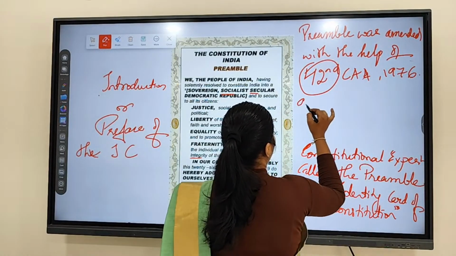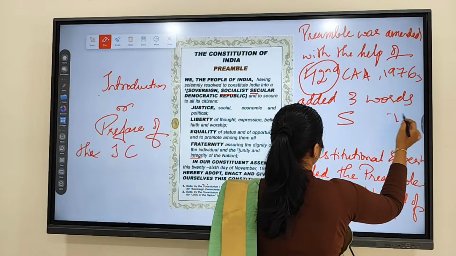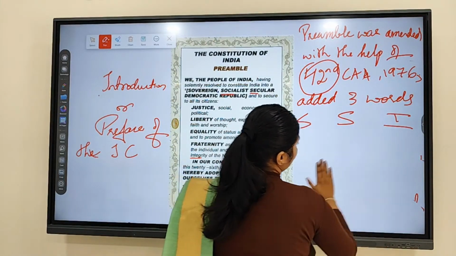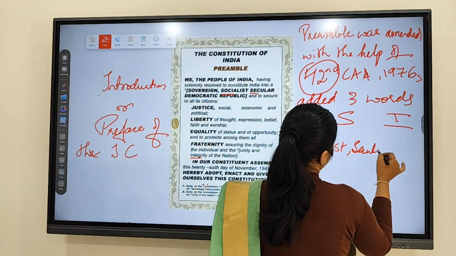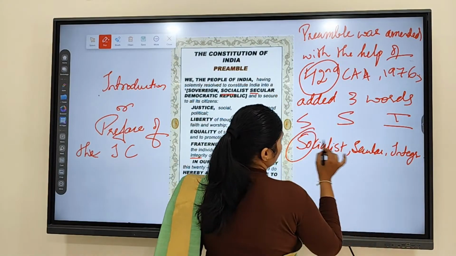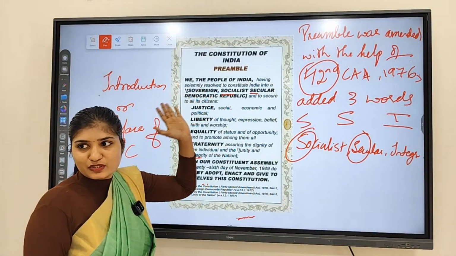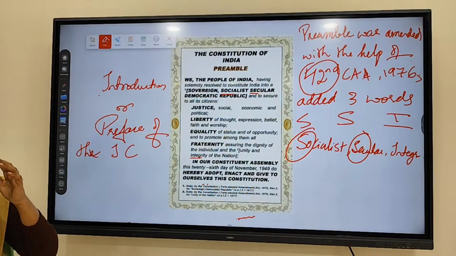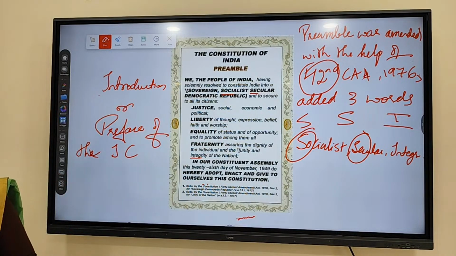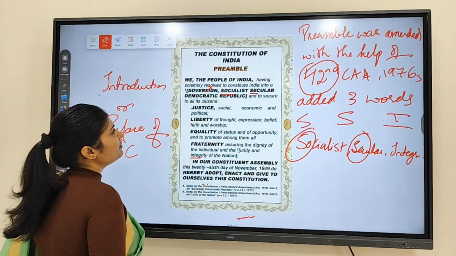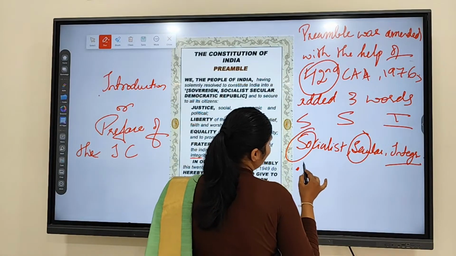Full stop. Added 3 words, that is SSI. S stands for socialist, secular, integrity. SSI, not sovereign. Since sovereign has more letters, don't choose this one, you will get confused. Don't choose sovereign, it has more letters, just eliminate this. Socialist, secular, choose that one. And integrity. And the preamble has been amended only once till now. Write down.